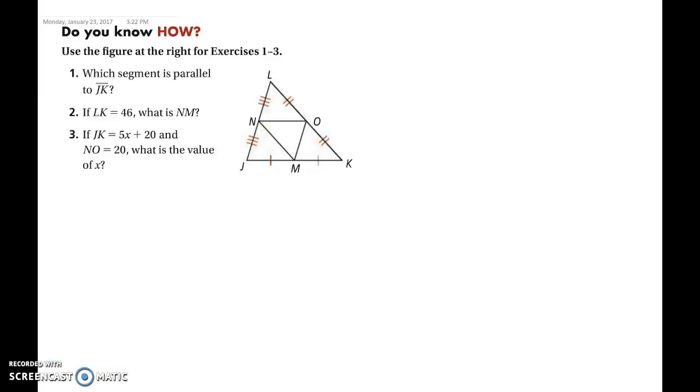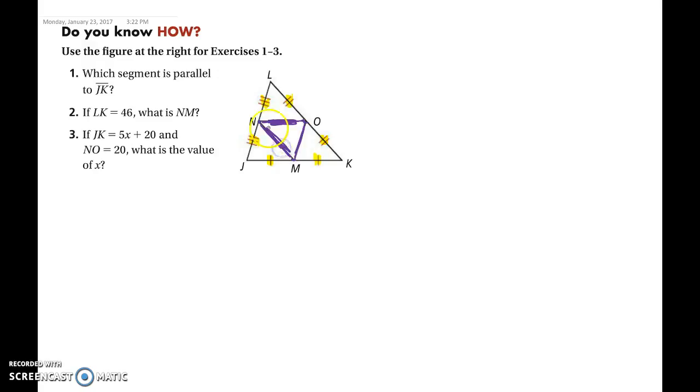All right, so here they don't tell us anything about the midsegments, but we know that they're the midsegments because this segment's congruent to here, so that means N is the midpoint. Then we know that this segment is congruent to this segment, so that means O is the midpoint. And we know that this segment, JM, is congruent to MK, so that means that M is the midpoint as well. So we know that all 3 of these segments are the midsegments of the triangle.